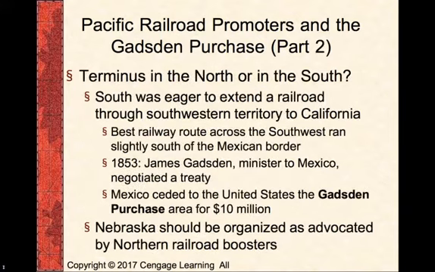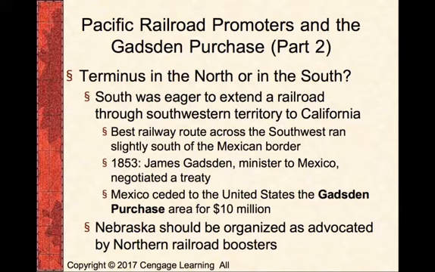So where would it start? In the North or in the South? The South was eager to extend a railroad through the Southwestern Territory to California. The best railway route across the Southwest ran slightly south of the Mexican border. So in 1853, our minister to Mexico, James Gadsden, negotiated a treaty, and we bought for $10 million a little piece of land underneath present-day Arizona for a southern railroad.